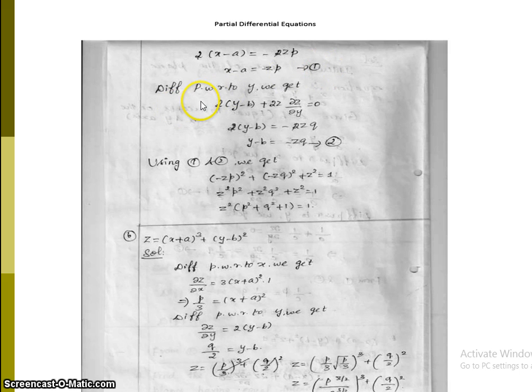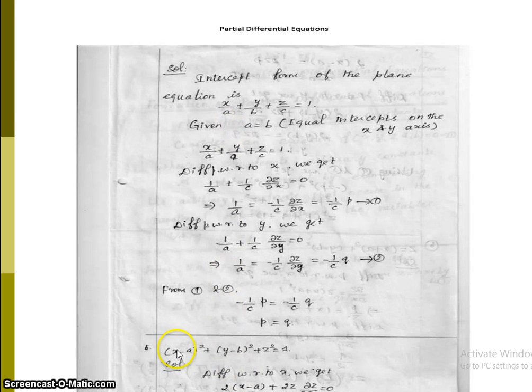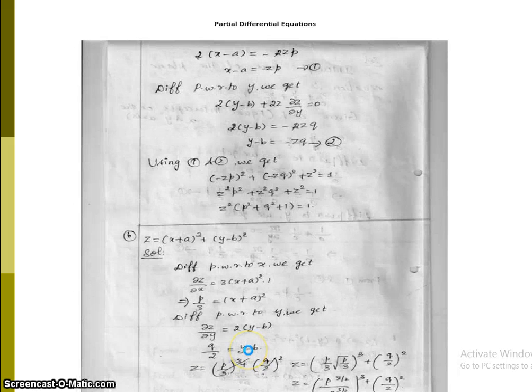Then differentiate partially with respect to y. What is it with respect to y? The first term must be 0. Then the second term is 2 times (y minus b). Then with respect to z, it is 2 times z into ∂z/∂y equals 0. Then cancelling 2 here, we get y minus b equals minus zq. This is equation number 2.